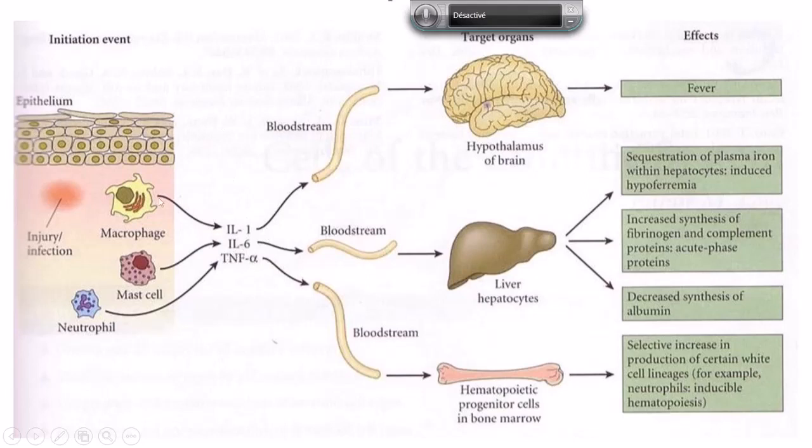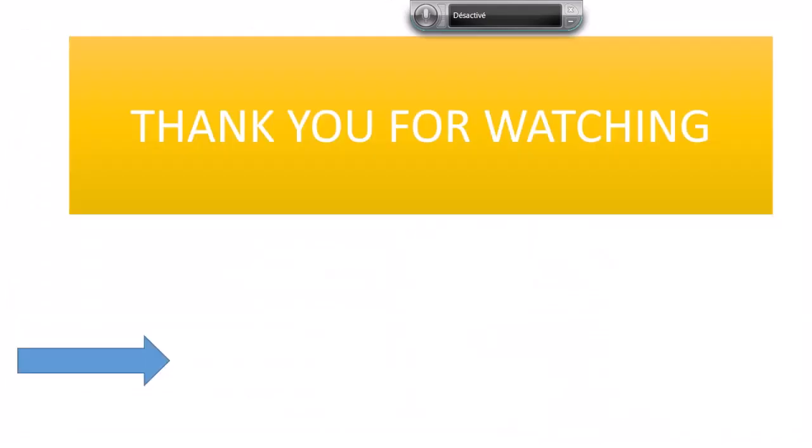So these mediators released by the macrophage also act on the liver and cause the release of acute phase proteins, like C-reactive protein. So once a doctor sees an elevated blood level of C-reactive protein, it is a sign of acute inflammation. Tumor necrosis factor, interleukin 1 and 6 also act on the bone marrow to stimulate the production of more of these cells to combat the infection. So in a nutshell, that's the vascular events of inflammation.